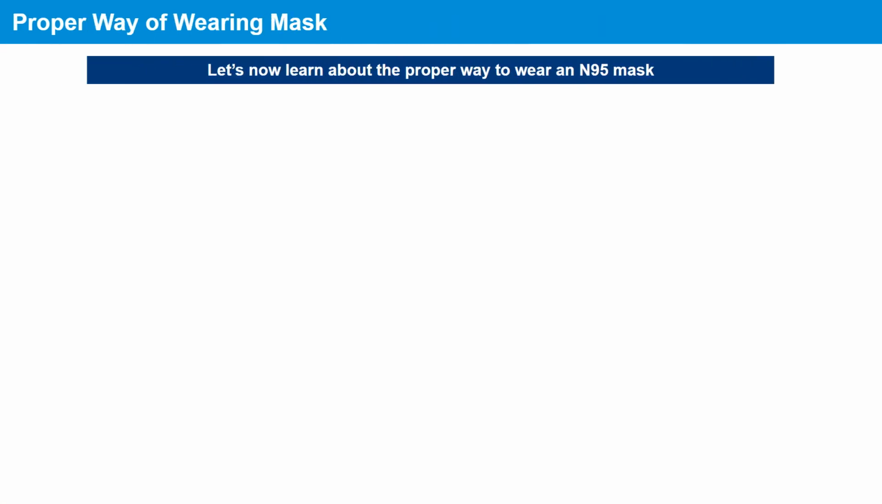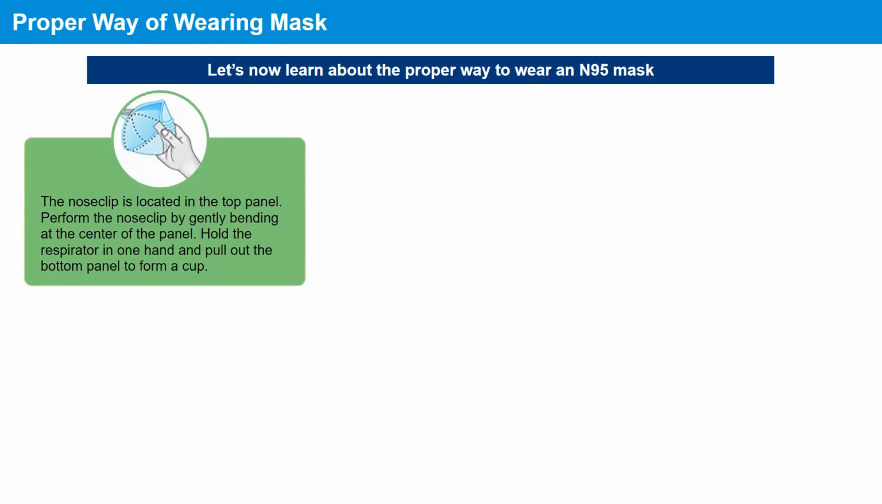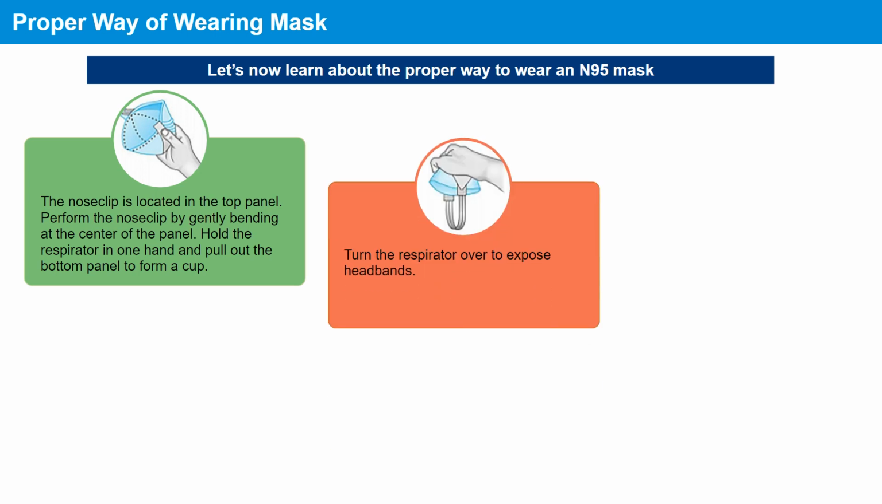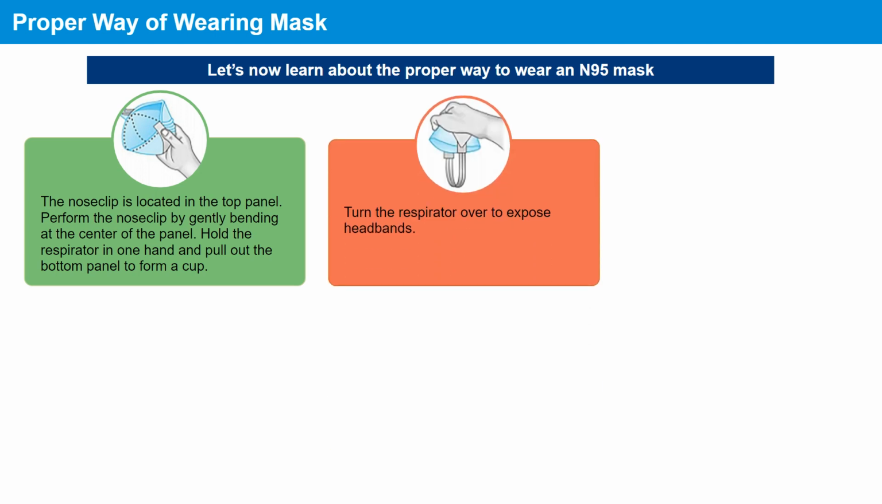Let's now learn about the proper way to wear an N95 mask. The nose clip is located in the top panel. Perform the nose clip by gently bending at the center of the panel. Hold the respirator in one hand and pull out the bottom panel to form a cup. Turn the respirator over to expose headbands.